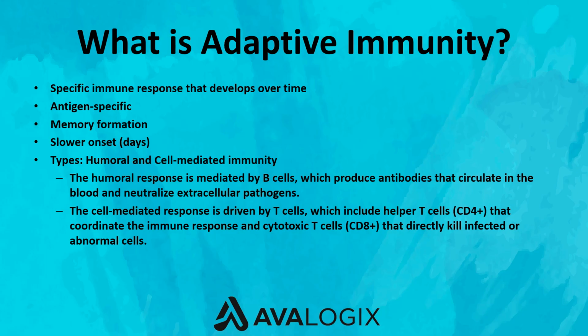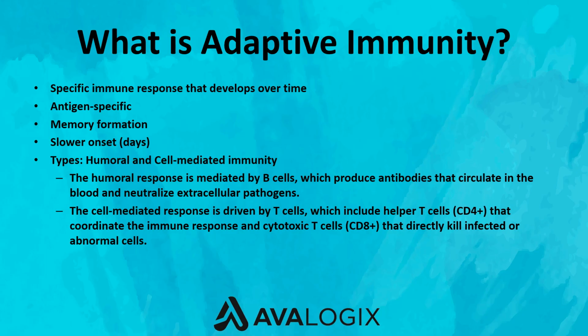When the adaptive immune system is first exposed to a new pathogen, it takes a few days to really get going. Why the delay? Because it's busy doing something incredible, selecting and activating specific lymphocytes, T and B cells, that match the exact antigen it encountered. This process is called clonal selection and expansion. It ensures that only the lymphocytes with the right receptor are activated and multiplied.